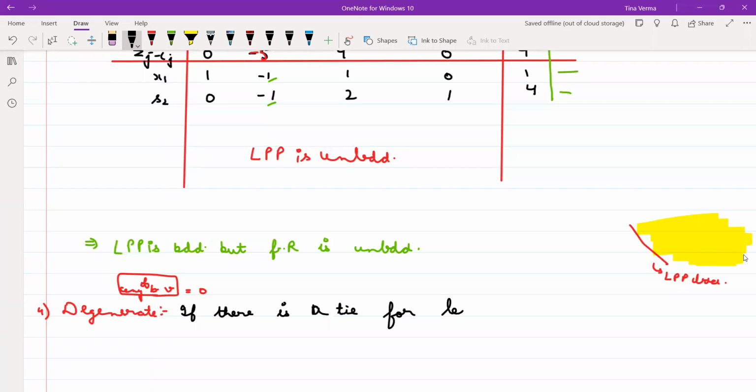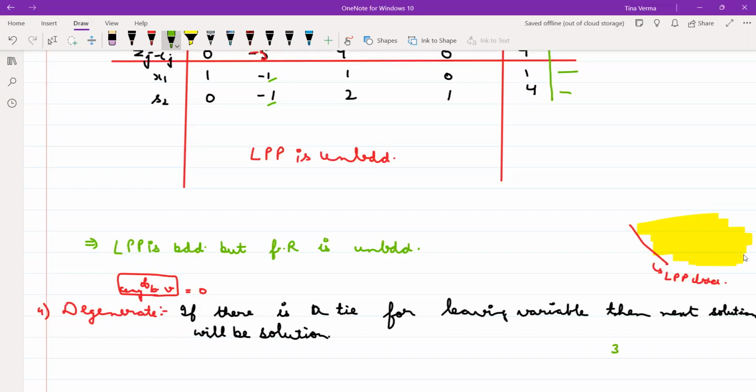For the leaving variable, that means if you are finding the minimum ratio and you have got the minimum ratio for 2 or 3 variables, then the next solution will be a degenerate solution, because suppose you got a tie for 2 variables. Suppose I am saying the minimum for the first is 3, 3. Now you can take any one leaving variable, but in the next iteration when you take it out, an entry will become 0, and that gives you a degenerate basic feasible solution, right?